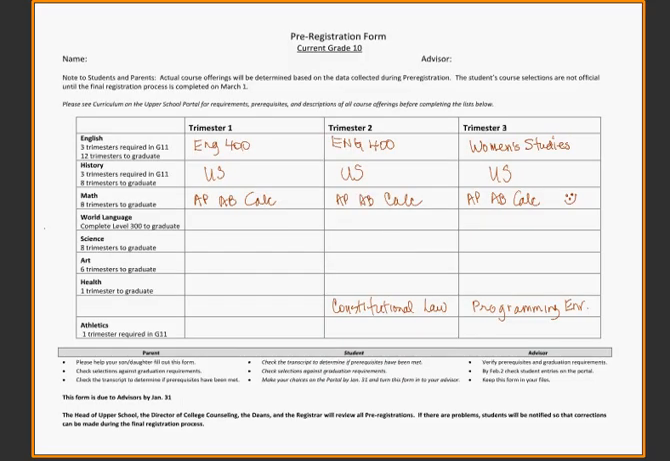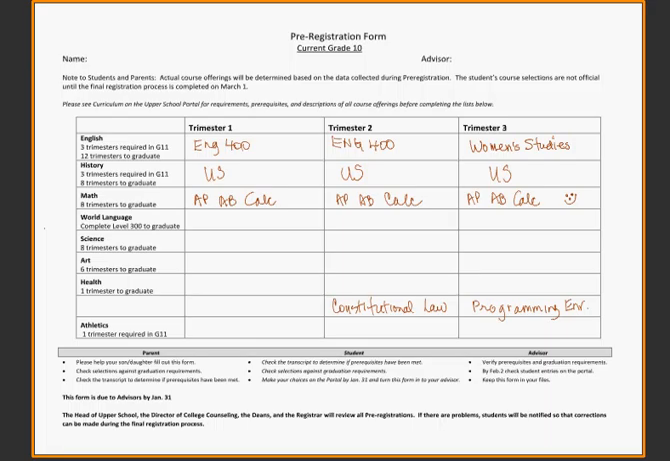Okay, back to our pre-registration form, our sample here. You can see that this student was taking Integrated Math 2 Accelerated during their sophomore year, and we know this because they've signed up for AP/AB Calculus for their junior year. You can see they're very happy about that. They've got that smiley face over there in the trimester 3 column.